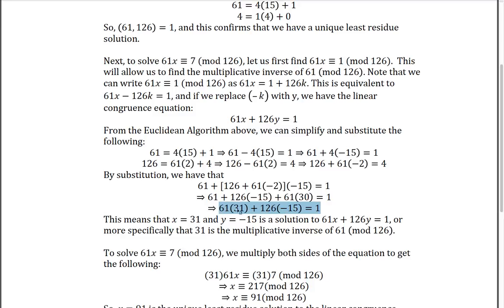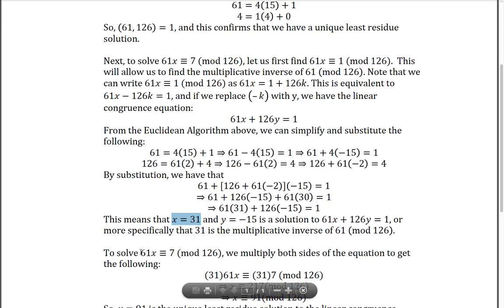This row that starts with the 61 looks similar to what this one is, and we can see that the x is equal to 31 and the y is equal to negative 15. Since our x is equal to 31, this means that our multiplicative inverse of 61 mod 126 is 31.